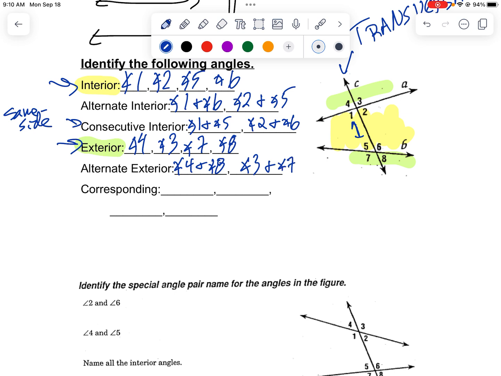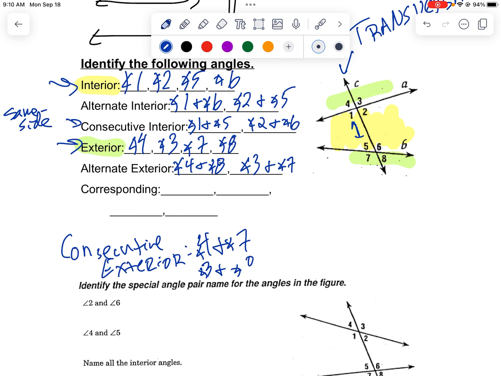Okay, there's also consecutive exterior angles, all right? There are consecutive exterior. For some reason that was left off the sheet. Those are also a thing as well, like 4 and 7. Don't forget the angle symbol, and then 3 and 8 would be consecutive exterior.